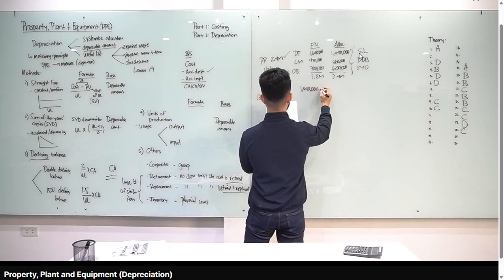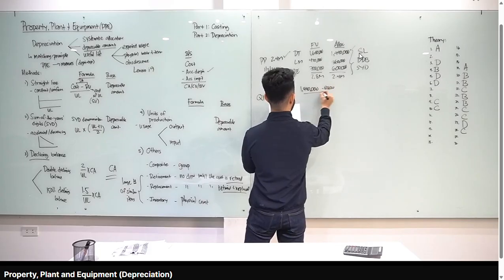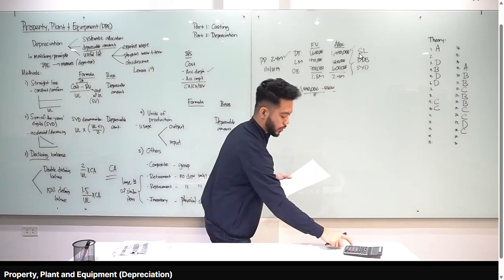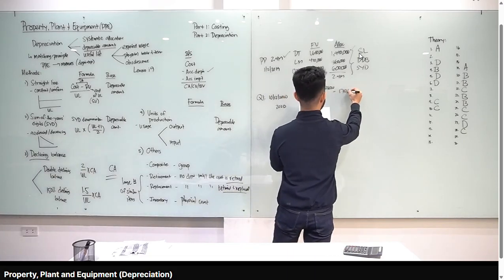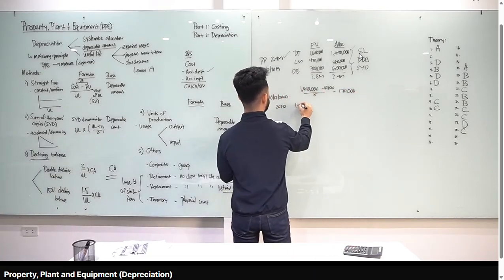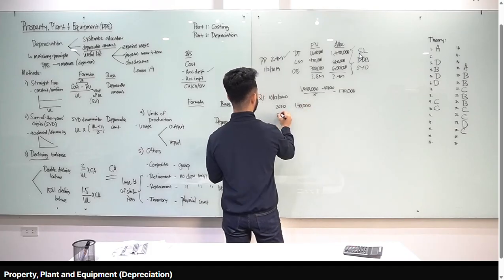Delivery truck, 1,440,000. Meron bang residual value yan? Yes, 80,000. Over estimated life of 8 years. So, 1,440,000 minus 80,000 divided by 8. Tama ba class? 170,000 per year in depreciation yan. Sa 2020, 170,000. In 2019 to.